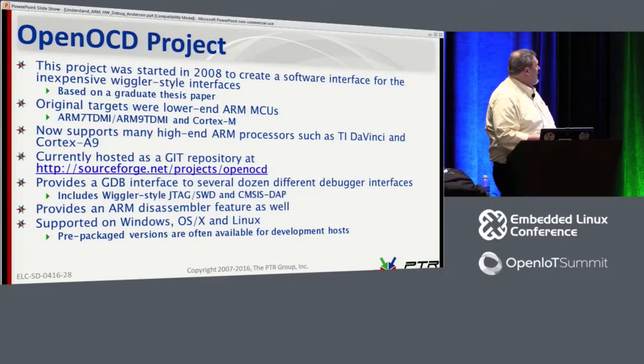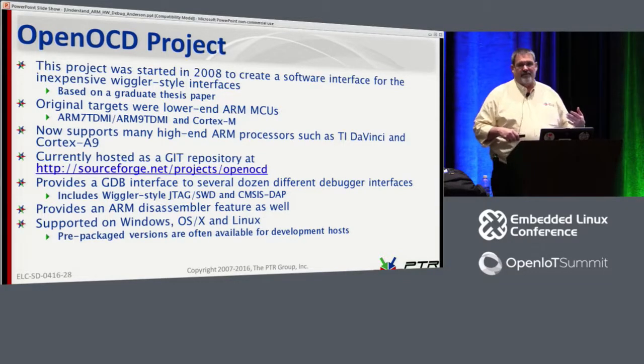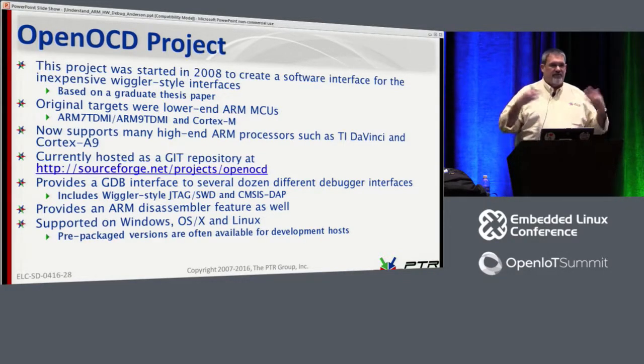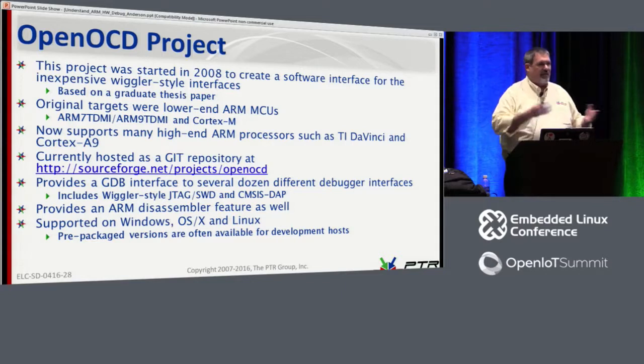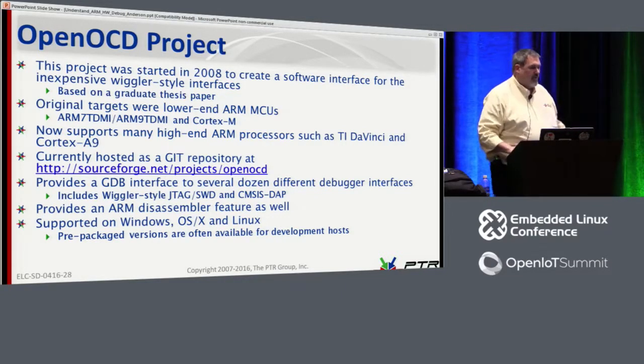It is hosted as a Git repository, so you can go to this website and pull it down that way. It provides a GDB interface. So that means that we can use DDD or any of the standard GDB front ends, including Eclipse. We'll be able to hook up directly to OpenOCD. It does interface nicely with Wiggler-style JTAGs.